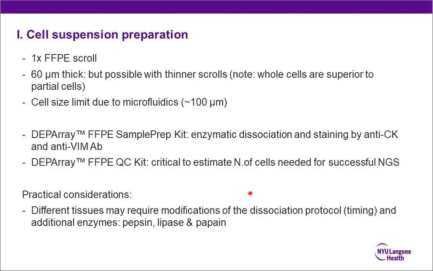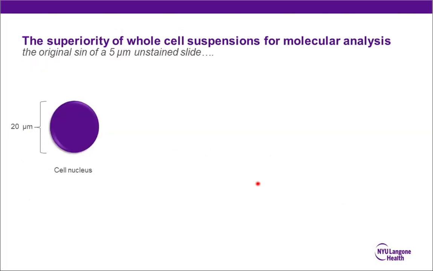And having really a single cell suspension is a critical piece to be able to get a pure cell population. So why am I obsessing so much about the whole cells? It's something that I call the original sin of a 5 micrometer unstained slide. And everybody who practices either molecular pathology or is getting samples from the clinical laboratories is probably aware of the fact that standard pathology cuts slides for molecular analysis at 5 micrometers.